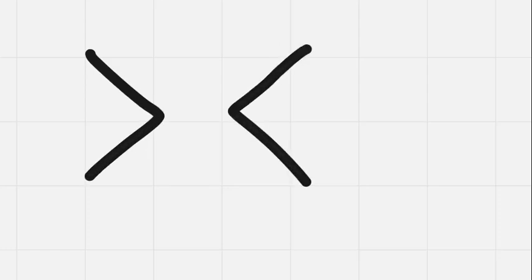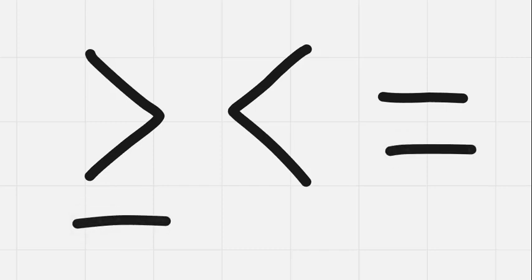We'll use greater than, less than, or equal to. When we use greater than or less than, it always points to the smaller number, and the mouth is always open to the bigger number.